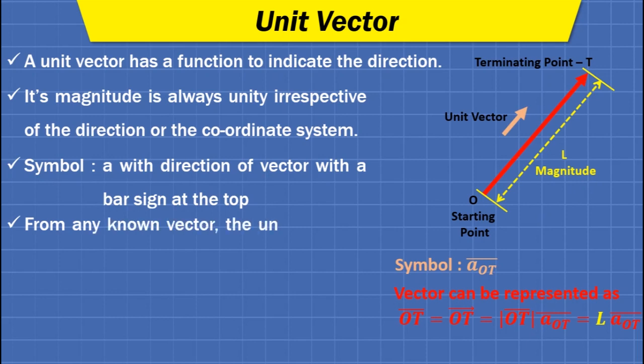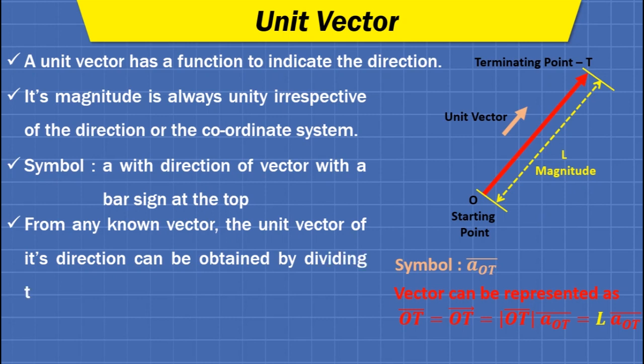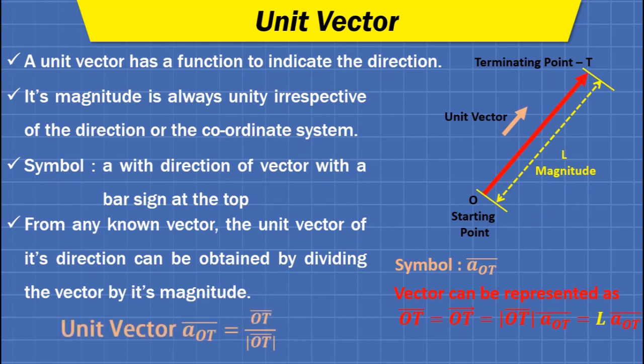a_OT bar. Now a vector can be represented with the help of the unit vector as, OT bar will be the magnitude of OT bar into a_OT bar. Fine. Generally, a unit vector has its very fundamental application to show the direction. Now from any known vector, the unit vector of its direction can be obtained by dividing the vector by its magnitude. So the formula to find the unit vector in the direction of any given vector is a_OT bar equals OT bar divided by the magnitude of OT bar.